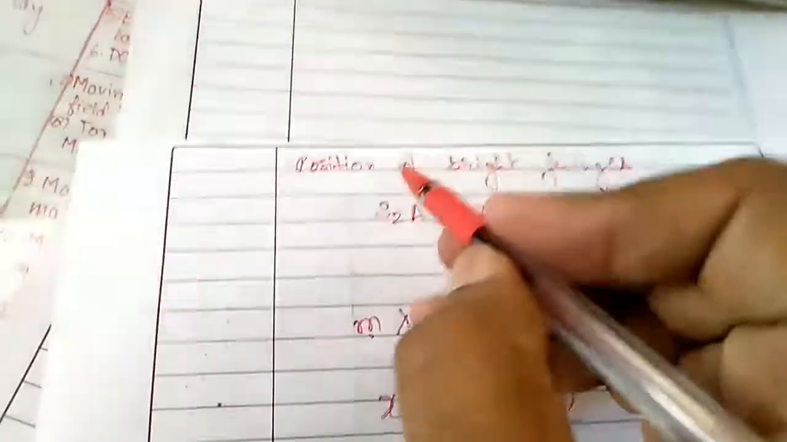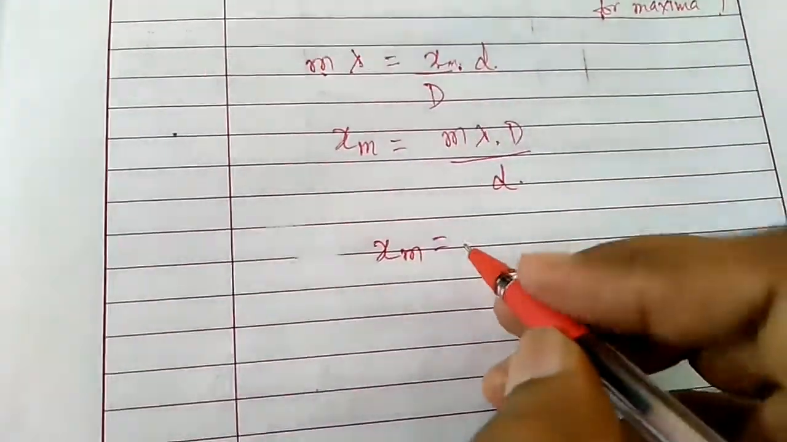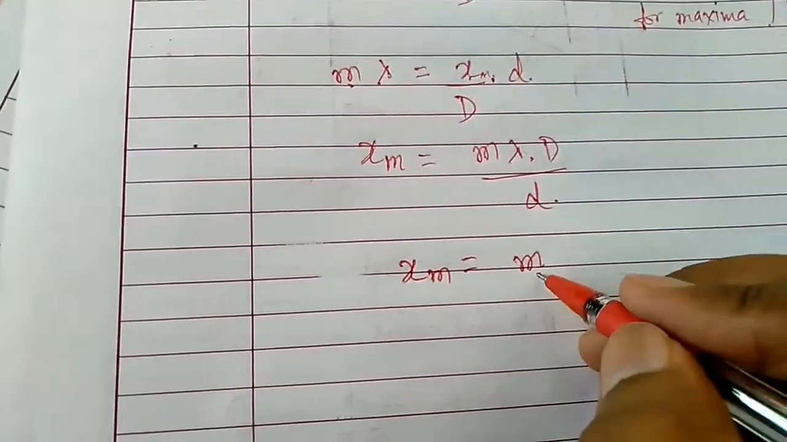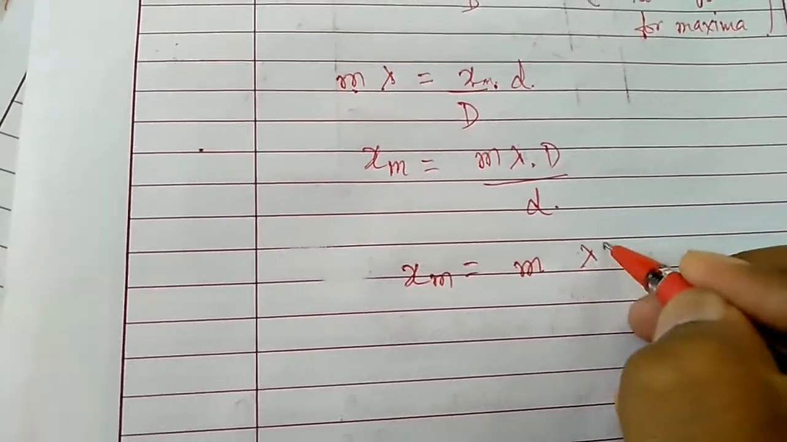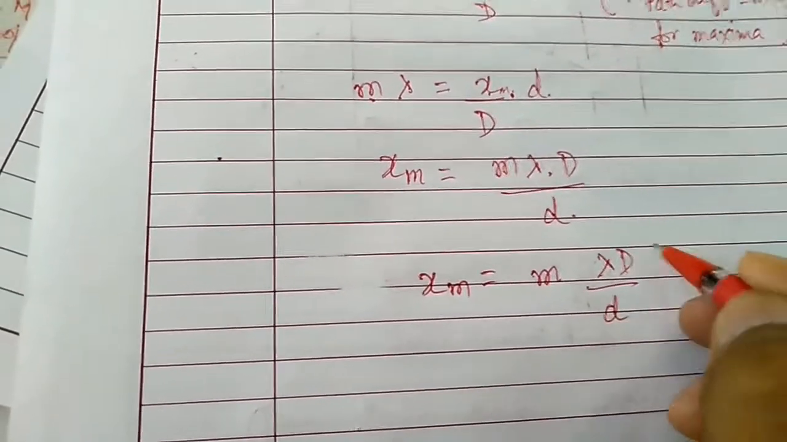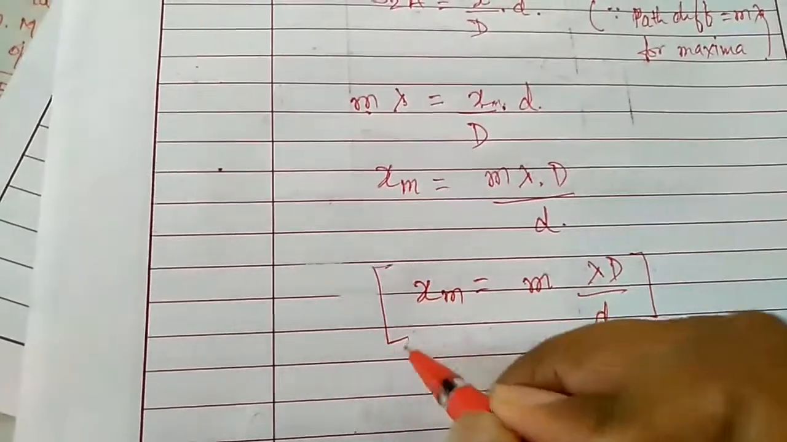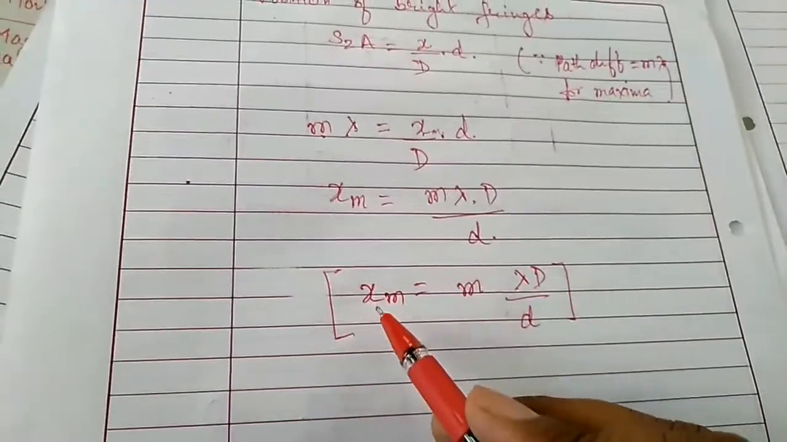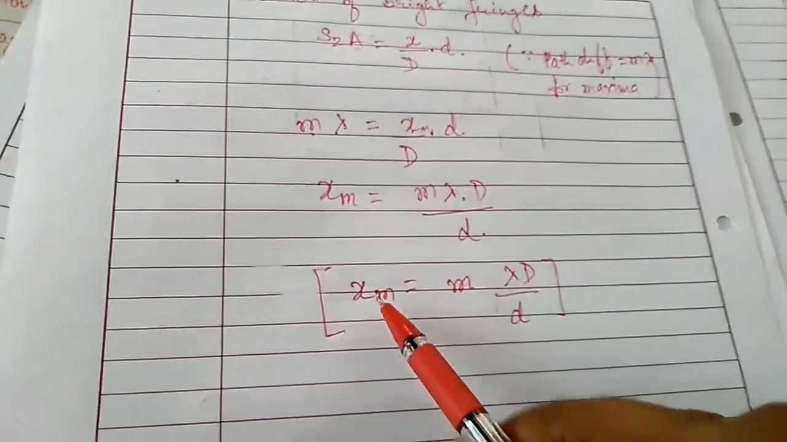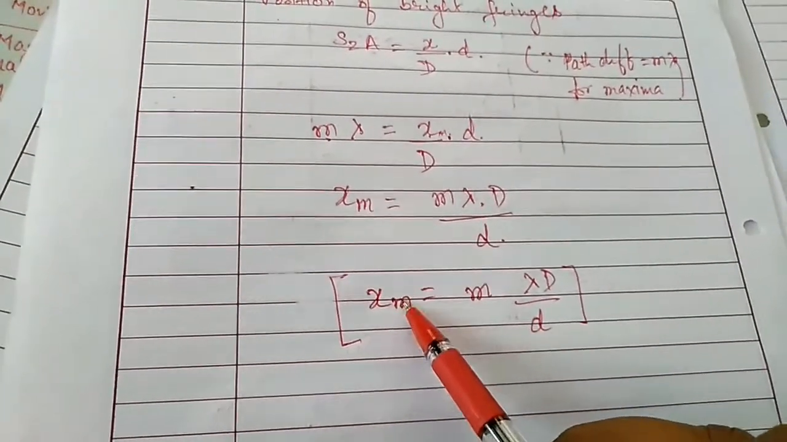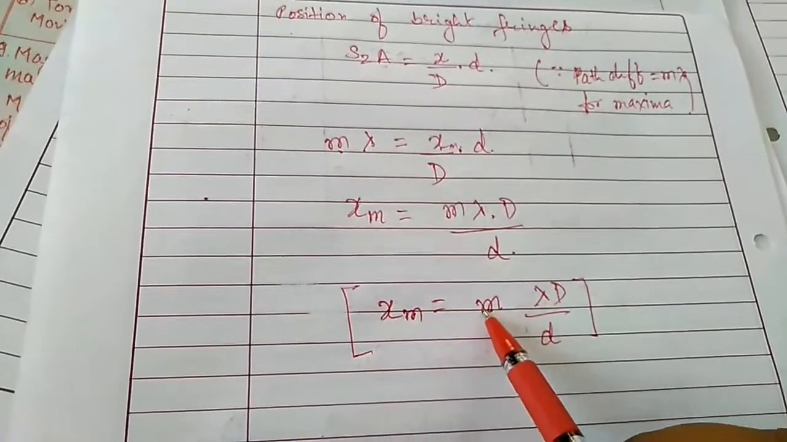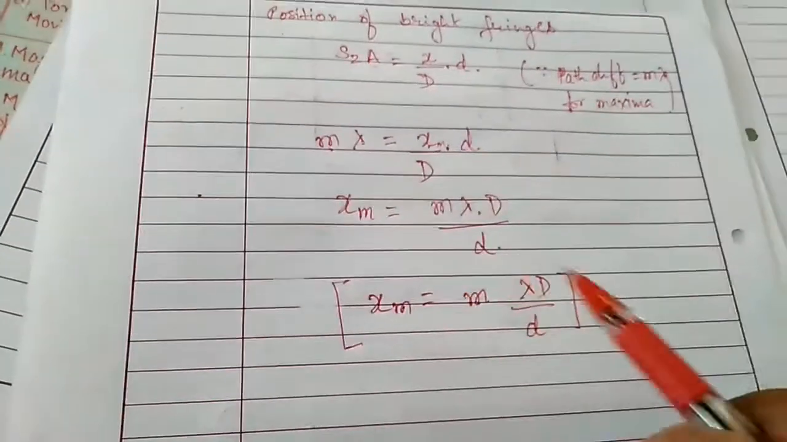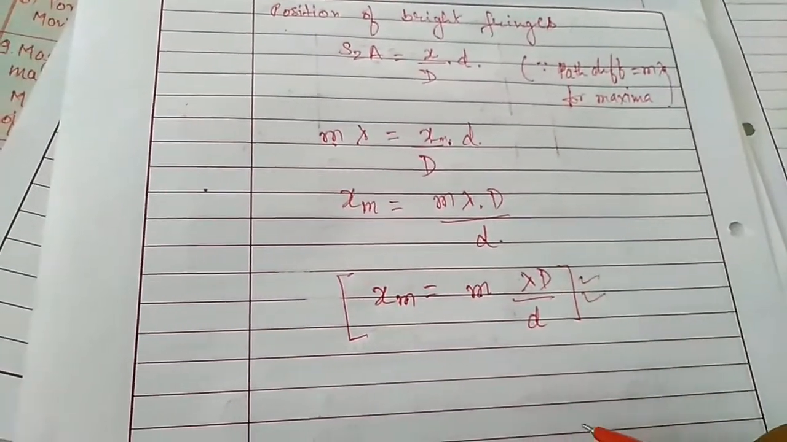Position of the bright fringes, first, second, third, whatever it is, m multiplied lambda D upon small d. So this is the expression for the position of that fringe, whatever it may be. If we are talking about 1, this will be first, this will be second, and so on. So this is the expression for the bright fringes.